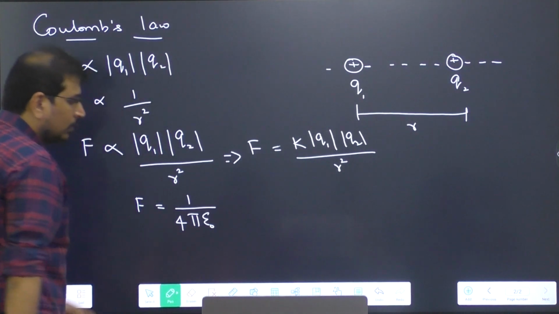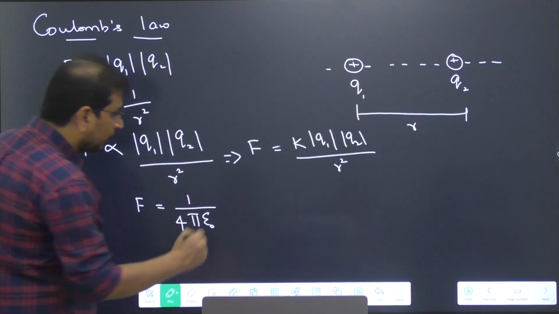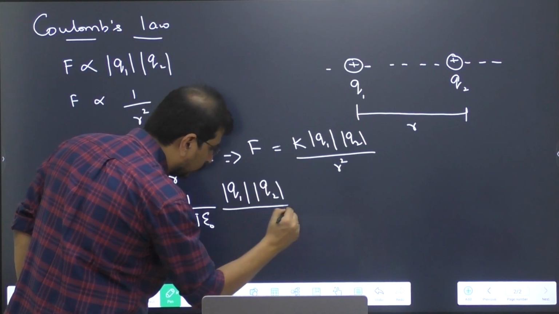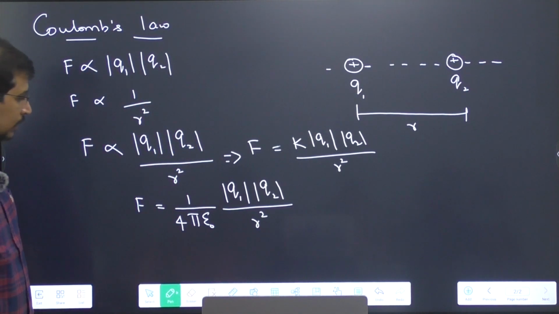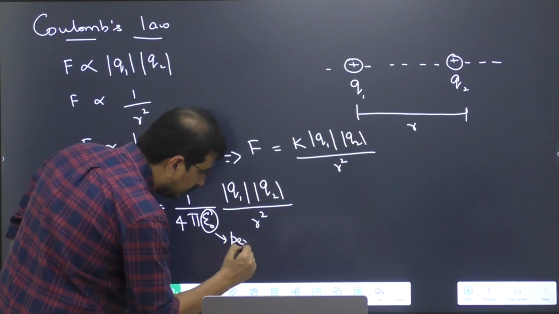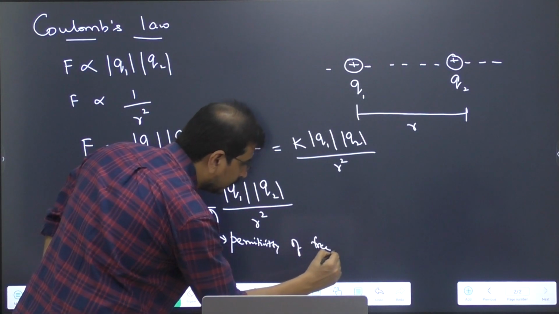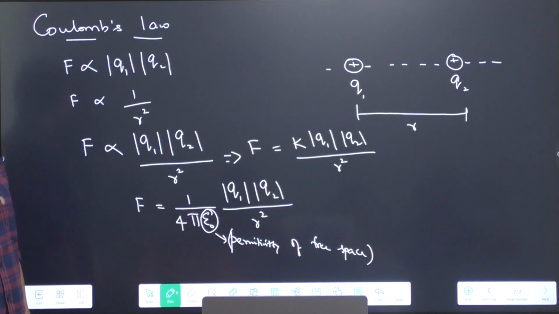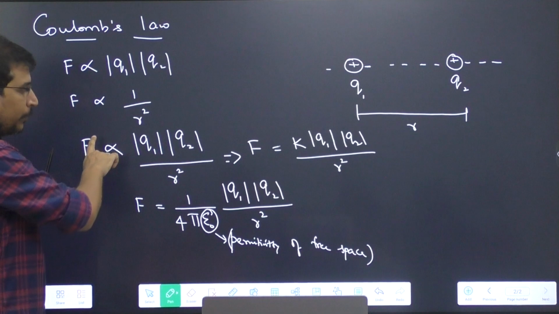It's called epsilon naught. So 1 divided by 4 pi epsilon naught into magnitude of Q1 into magnitude of Q2, the whole divided by R square. Where this symbol is called the permittivity of free space. What is the significance of it? I'll tell you. I hope you're able to understand.